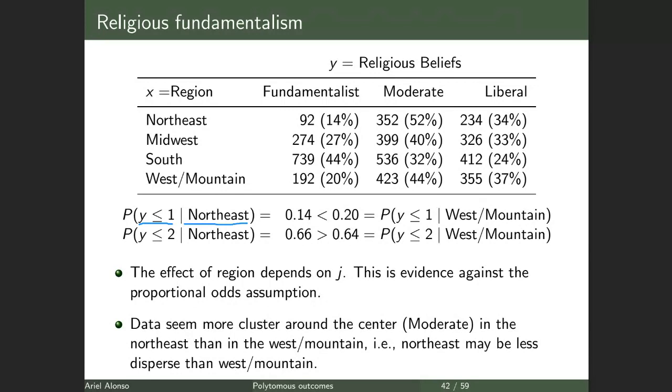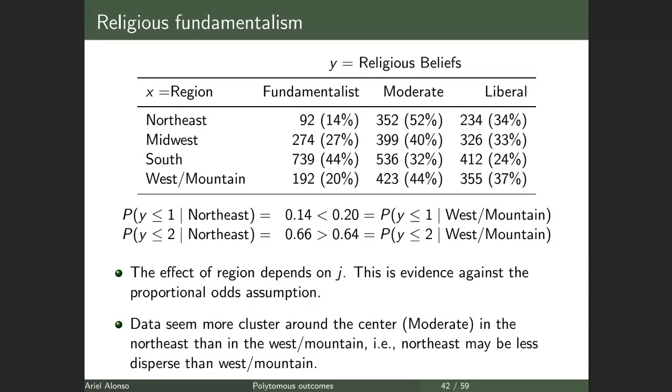What is that probability? 14%, right? That's the probability of y smaller or equal than 1, that means the probability of being a fundamentalist. That's 14% in Northwest, and that's smaller than the probability of being fundamentalist in West Mountain. Why? Because that's 20%. So the probability of being fundamentalist in Northwest is smaller than the probability of being fundamentalist in West Mountains.